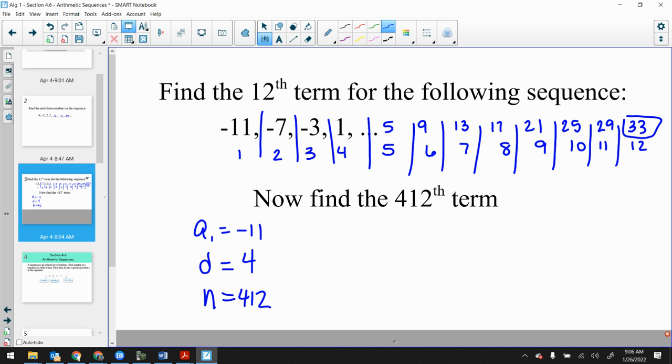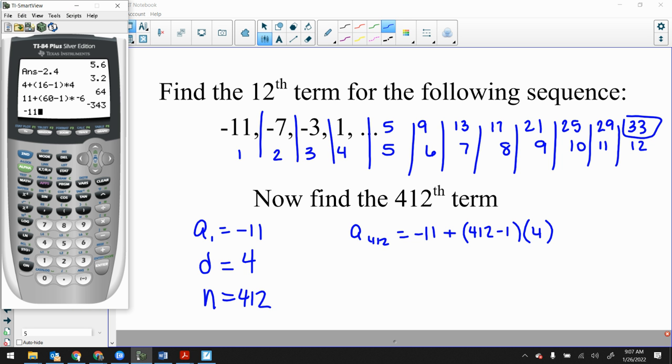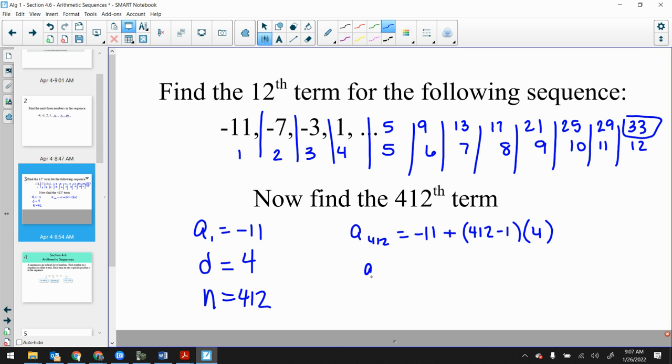Now, did it ask me for any type of equation? No. All I wanted to do is just find the 412th term. So I could go right away and say, okay, a sub 412 is negative 11 plus 412 minus 1 times 4. That gives 1633.